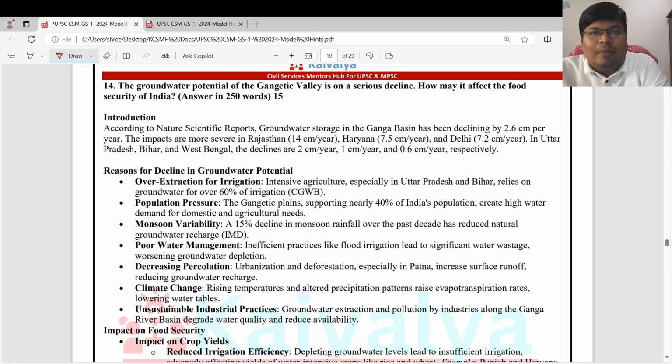Then you can draw the map over here to just show its geographical context, and then the reason for decline in groundwater potential. So why is groundwater potential on serious decline? So you can mention the different reasons over there. And in the second part, how it affects the food security of India.